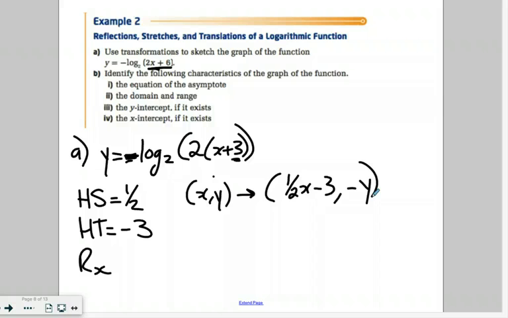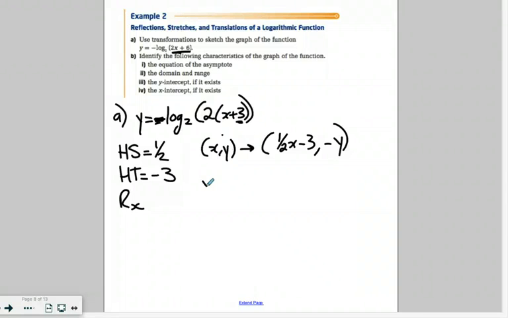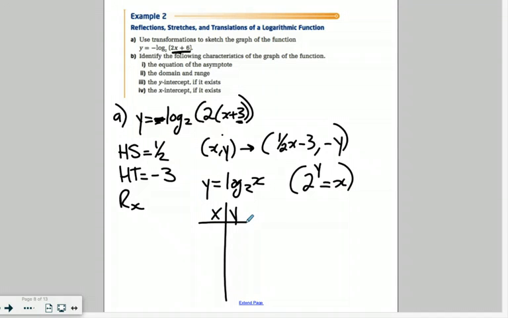Once again, in order to utilize your mapping rule, you need to take a look at your base function and your base table of values. So your base function is y equals log x base 2, which, if you put it back in exponential form, is 2 to the power of y equals x. If we look at that base table of values, at 0 we're undefined. That's where our vertical asymptote is. If y is 0, 2 to the power of 0 is 1. If y is 1, x is 2. If y is 2, x is 4. If y is 3, x is 8.